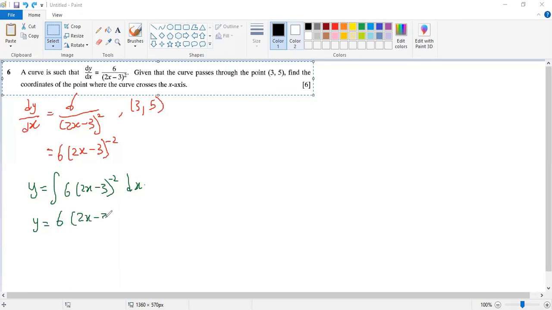So the power is just plus 1. So it becomes minus 1, minus 2 plus 1. And then we divide by the derivative of the inside. So it's 2 like that. Then plus c. So these are shortcuts, how people actually do it. So it becomes (2x minus 3) to the power negative 1 plus c.